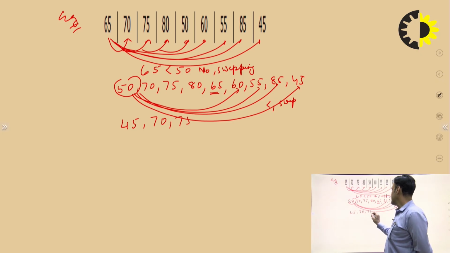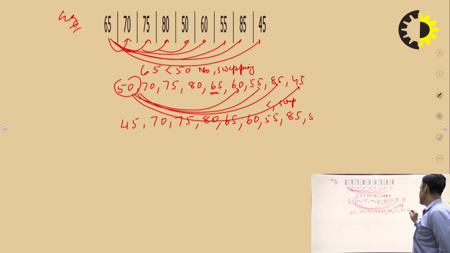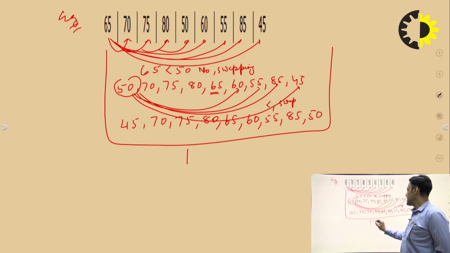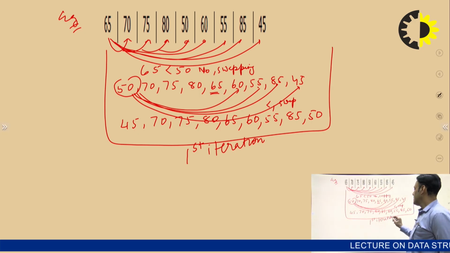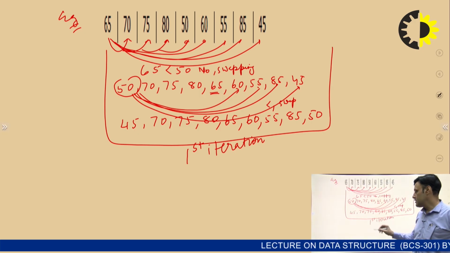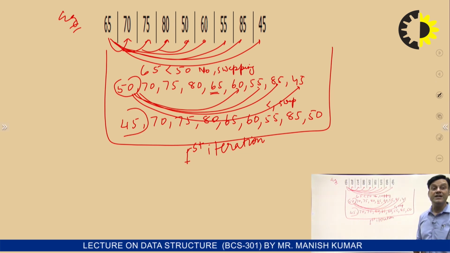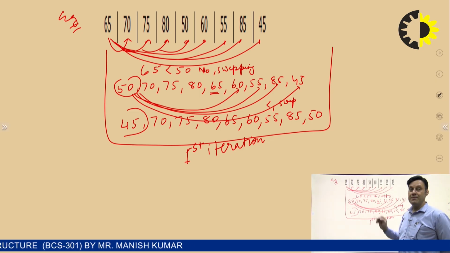70, 75, 80, 65, 60, 55, 85 and 50 will come here. Now you see, this is the completion of our first iteration. After the completion of the first iteration, you will see that the smallest element will reach its original position. Okay? Now how many elements are there?